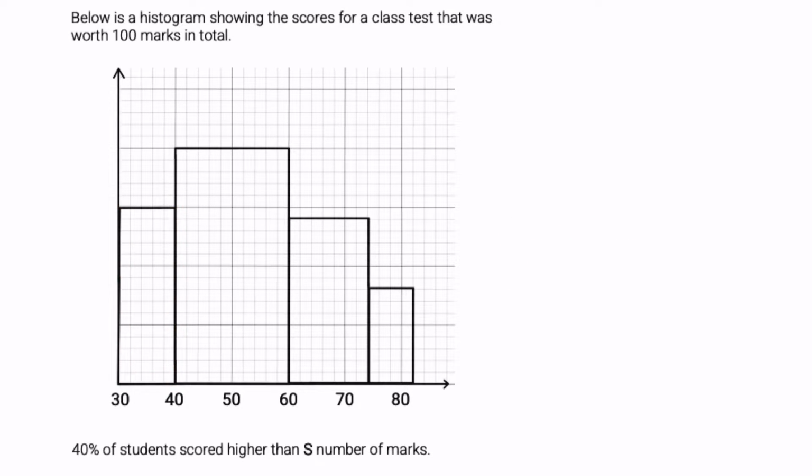Each area represents, therefore, the number of students who scored a certain number of marks. So, for example, in here, that would be some number of students that scored between 30 and 40 marks on that class test. All right, so we're not given the frequency density, so we're not sure what the frequencies of each bar is.